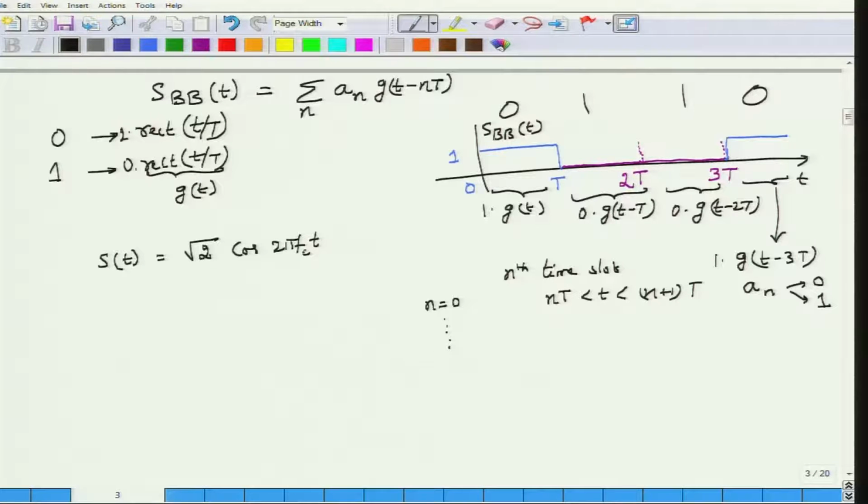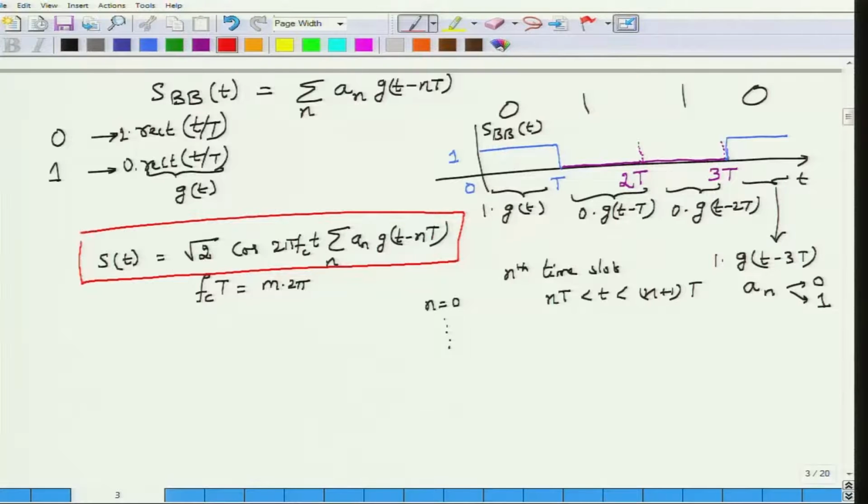So this is the basic carrier, and then to this basic carrier you need to multiply this pulse sequence, and there is a relationship that you have to satisfy with respect to f_c and T. You want f_c and T to be some multiple of 2 pi. So this would be my passband signal s(t). You can see that the sequence a_n multiplying the time shifted pulses g(t) will determine the overall envelope of the signal.